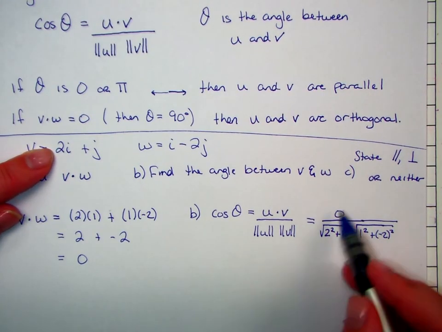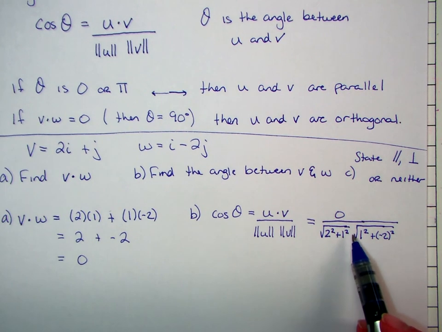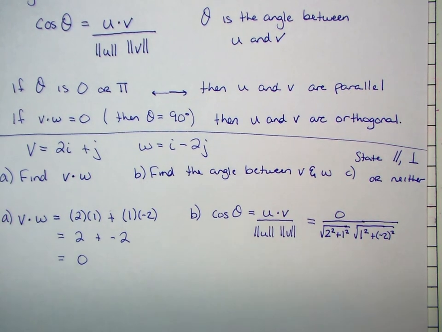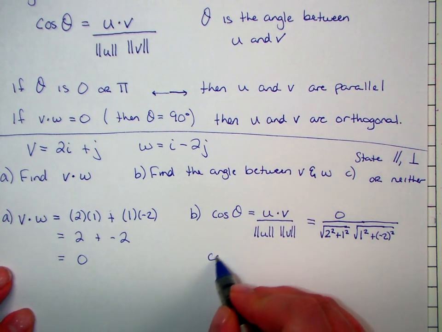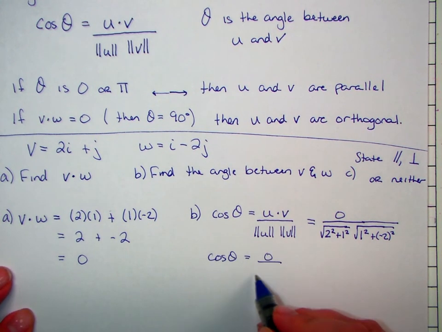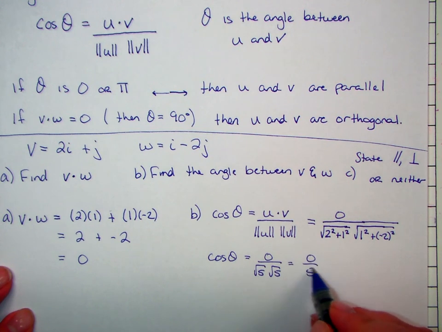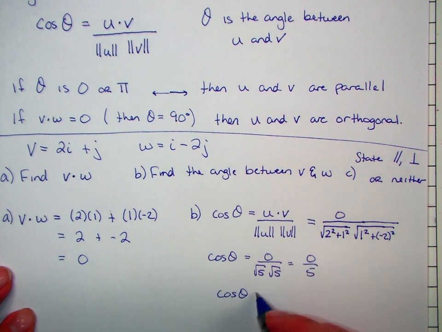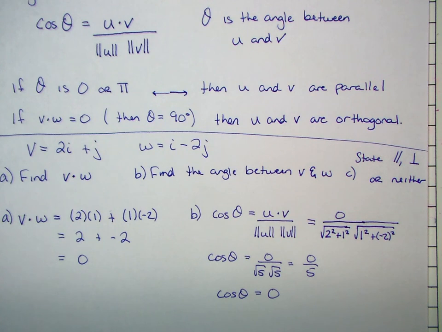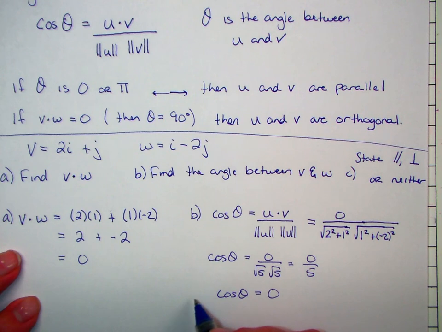Now, this magnitude isn't so necessary because 0 divided by anything is 0, right? So this magnitude is rad 5. So is this. Let me go ahead and keep going, though. I'm going to get 0 over rad 5 times rad 5, which is 0 over 5, right? So what's cosine? I have cosine theta equals 0, right? So if I were to cosine inverse this, or what angle has a cosine of 0, right? The calculator is going to give me 90 degrees, right?